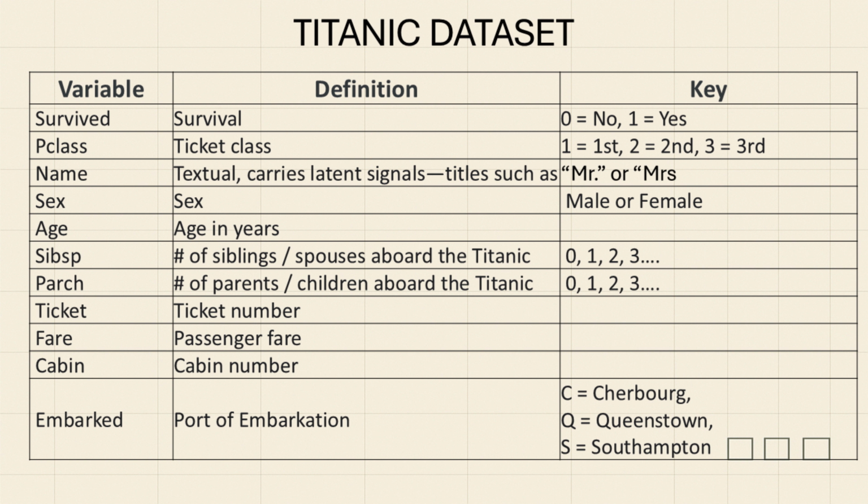Age adds another demographic layer, though it is imperfect due to missing values. Its distribution suggests that vulnerability and priority during evacuation were not uniform across age groups. SibSp and Parch, when considered together, move the analysis into a realm of family structure. They hint at whether a passenger was traveling alone or within a network of relationships, which in turn may have shaped decision making and access to assistance during the crisis.